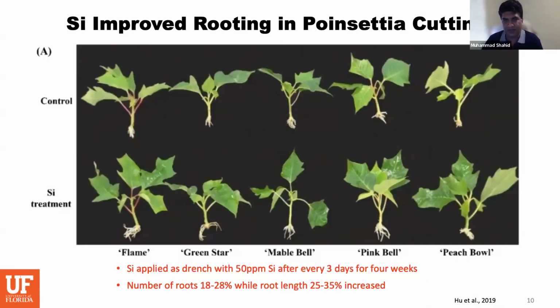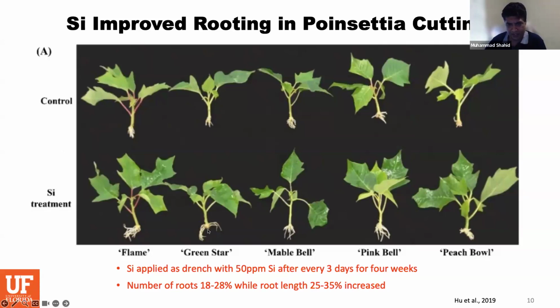We have also observed the same thing here, as we are working in citrus, blackberry and blueberry. Silicon helps give root initiation, uniform roots, more roots, and a strong root system. In this study, these are Petunia cuttings. They were treated with 50 parts per million silicon every 3 days for 4 weeks, and you can see the difference. This is the control plants, and this is the silicon treated plants.